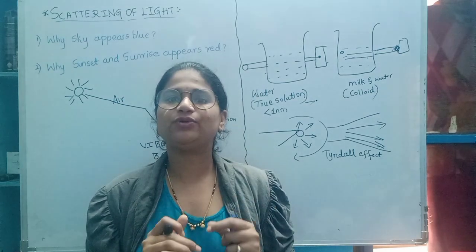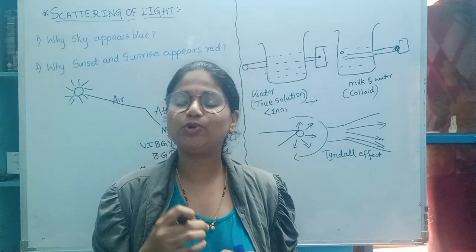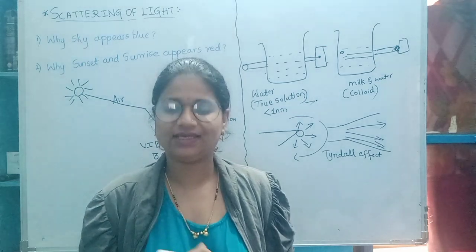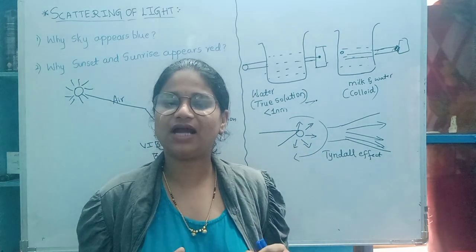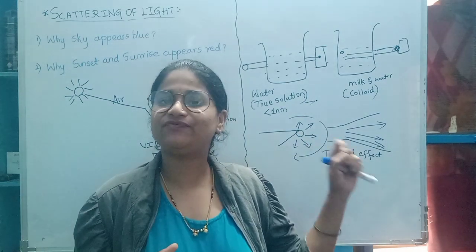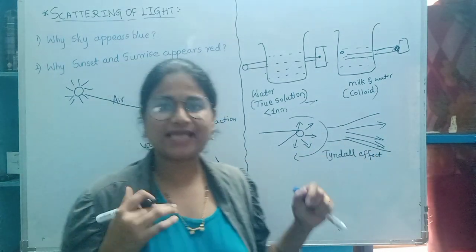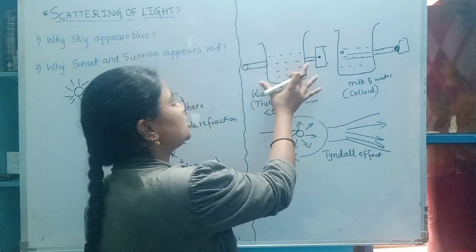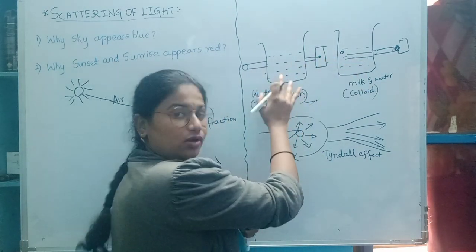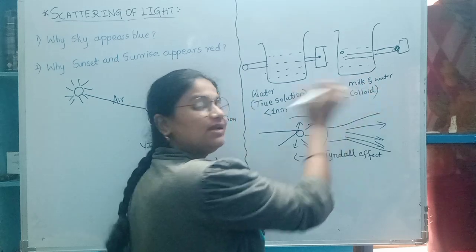In this class, we are going to learn about one more concept of light, that is scattering. In the last class, we learned about dispersion as well as refraction through the prism. In this class, we are going to learn about scattering. For that, I am going to consider two beakers. One is with water, the other is with milk and water.